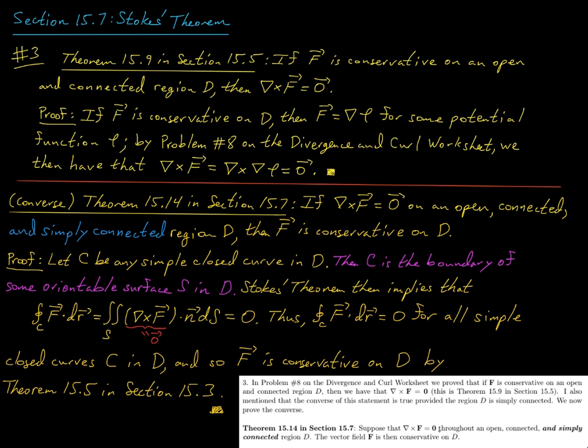But of course, we have to be very careful. In the next video, we'll actually see an example of a vector field where the curl is 0, but the vector field, in fact, is not conservative. The thing that's going wrong, so to speak, is that the domain D is not simply connected in that case.